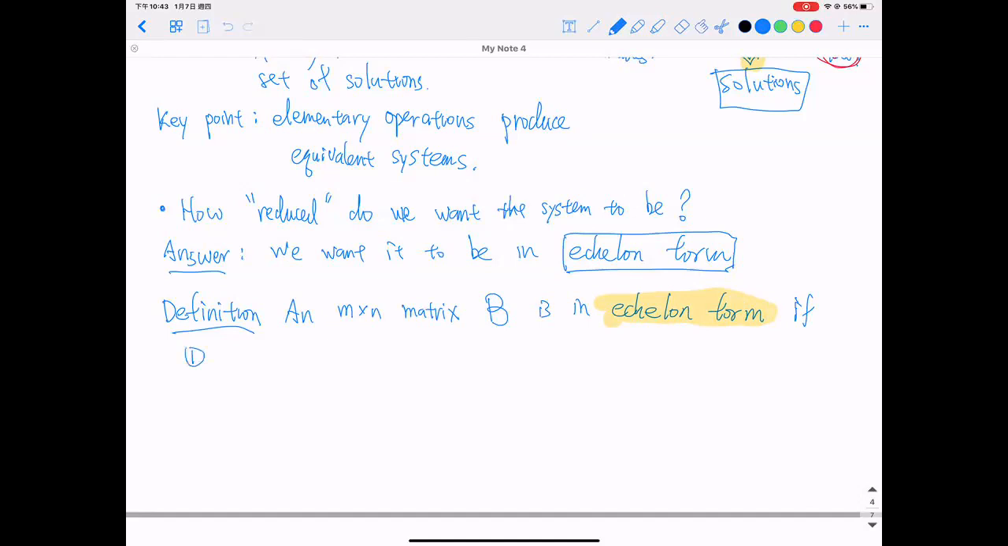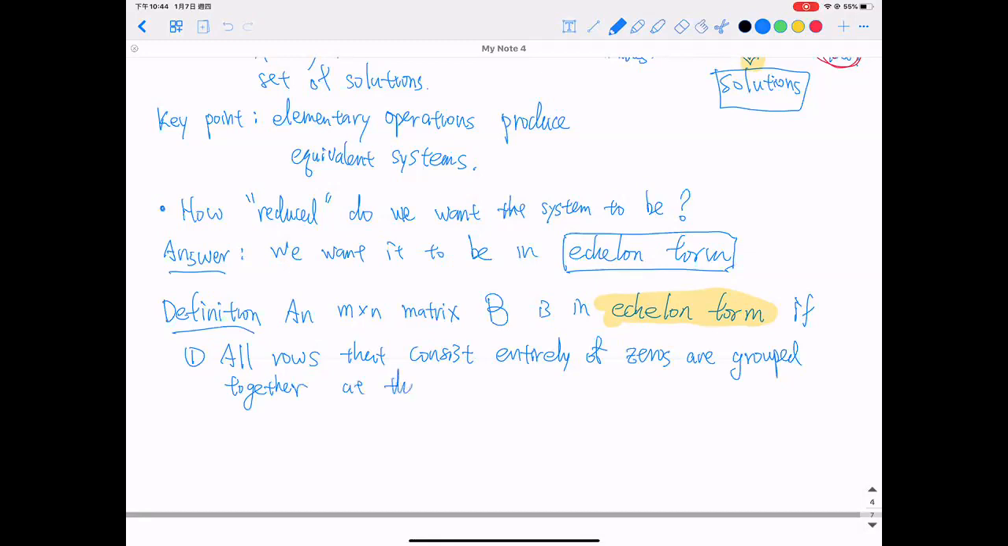One. All rows that consist entirely of zeros are grouped together at the bottom of the matrix. In other words, zero rows are at the bottom.